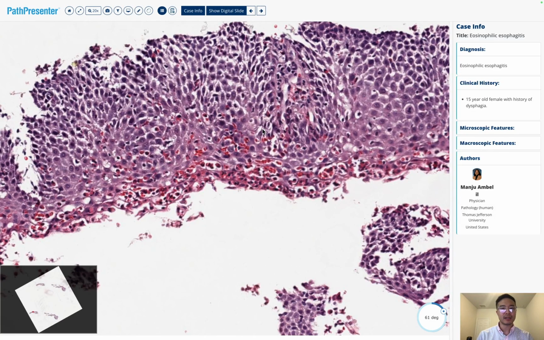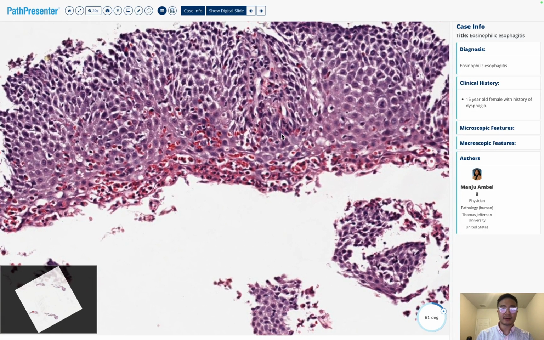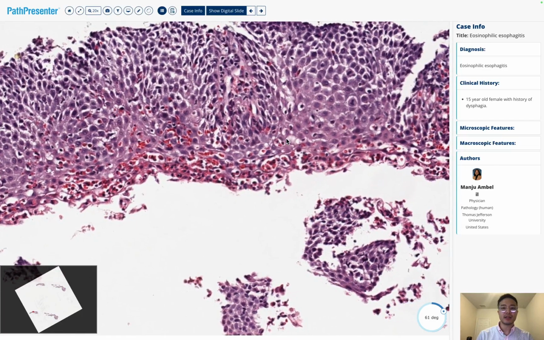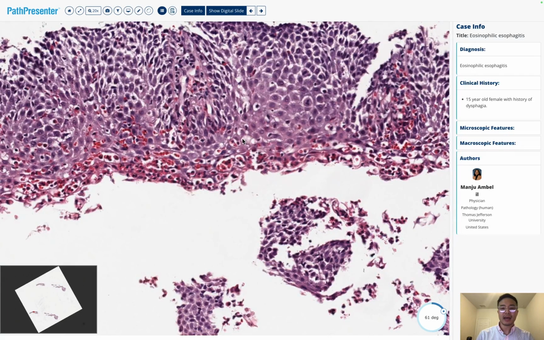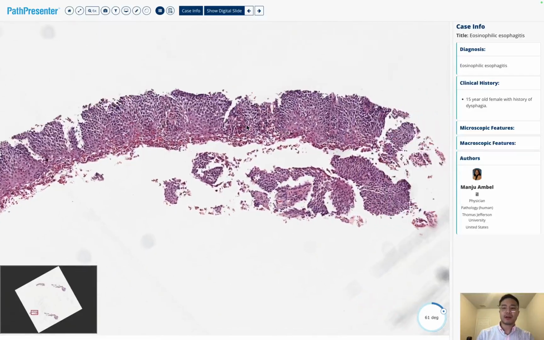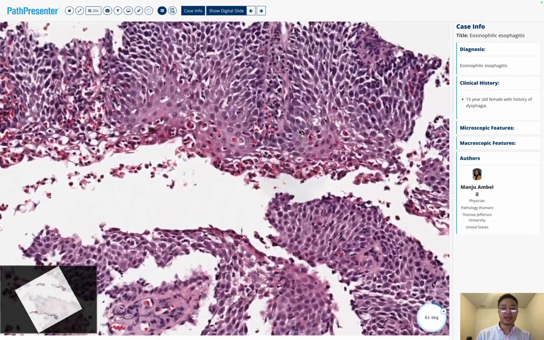The reason we count is because in GERD, gastroesophageal reflux disease, you often also have eosinophils, but those are more found in the distal esophagus, whereas EOE is found in the proximal esophagus. And another reason why we count is it also tells us how they respond to treatment. If they don't respond as well to treatment, they might increase the dose.